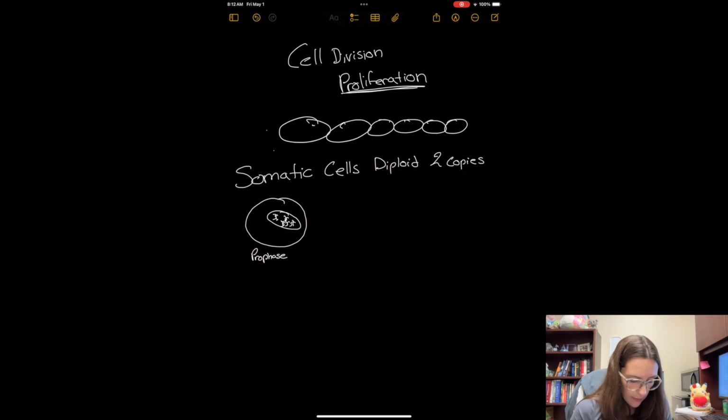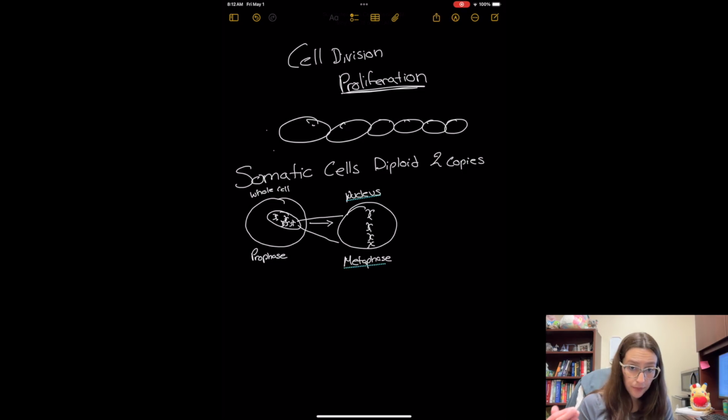The second phase, okay, is we're going to say this is the whole cell. Now we're going to just go down to that nucleus. Okay, so now we're in just the nucleus. The DNA lines up in the middle, and what we call metaphase. So now my DNA is able to be separated. Okay, and the best way I remember the metaphase is M for middle.